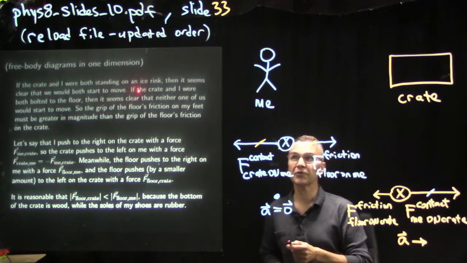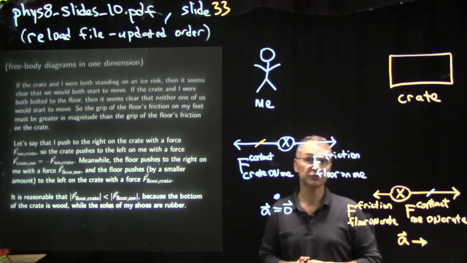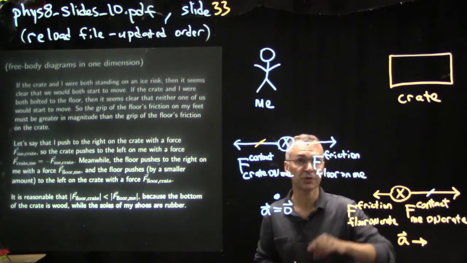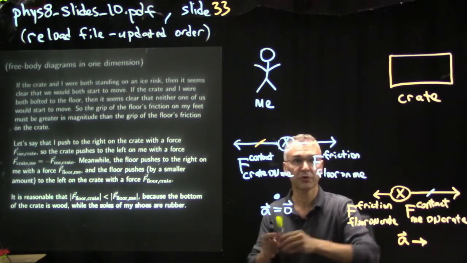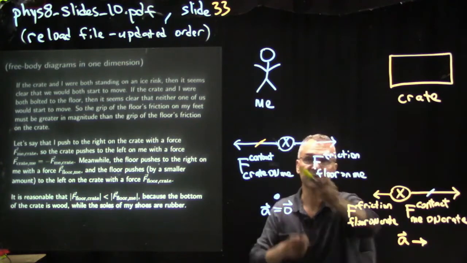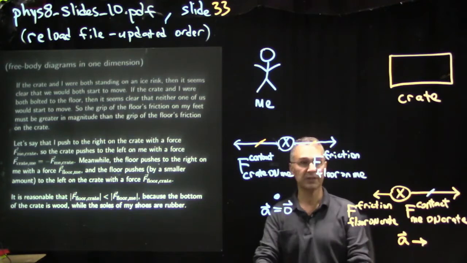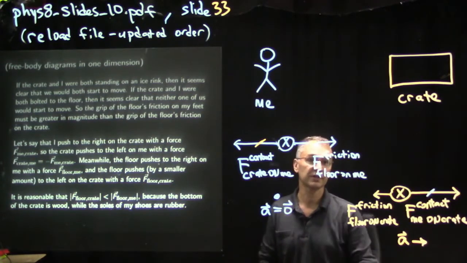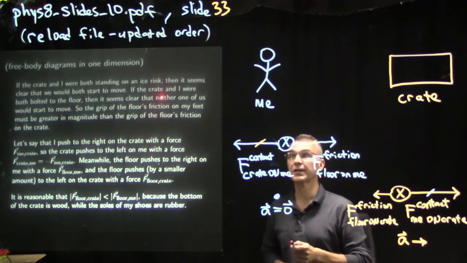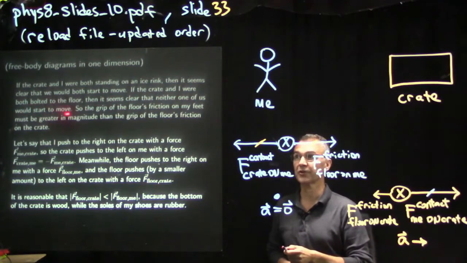If the crate and I were both standing on an ice rink, then it seems clear that we would both start to move. We would move away from one another because these friction arrows would both be 0. There would be no friction force by the floor on me, and no friction force by the floor on the crate. So there would be only one force acting to the left on me and one force acting to the right on the crate, and we would accelerate away from one another, though our center of mass would not accelerate. If the crate and I were both bolted to the floor, then it seems clear that neither I nor the crate would start to move.